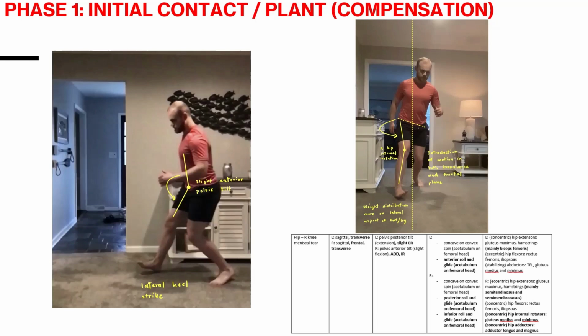On the right side, the hip extensors are contracting eccentrically, but with a focus more on the semitendinosus and semimembranosus. The hip flexors are contracting concentrically just like before, but with the addition of our hip internal rotators. The muscles here include our glute medius and minimus. We also have concentric contraction of our hip adductors, such as the adductor longus and magnus. In conclusion, those are some of the differences noticed during this compensation. And now we take a look at phase 2.